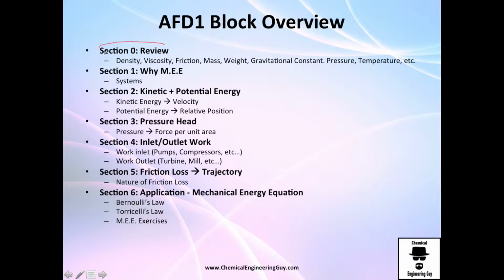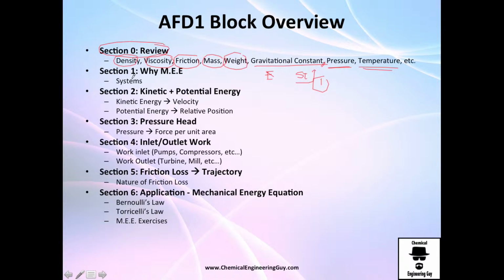Section 0, review. We're going to see a little bit on density, types of viscosities, what friction is, what mass is and the difference between mass and weight, and the gravitational constant, which will be a pain for the English system. For the SI system you can actually ignore it because it's 1, so 1 times whatever number times 1 is the same number. A little bit on pressure, hydrostatic pressure, temperature systems, and so on.